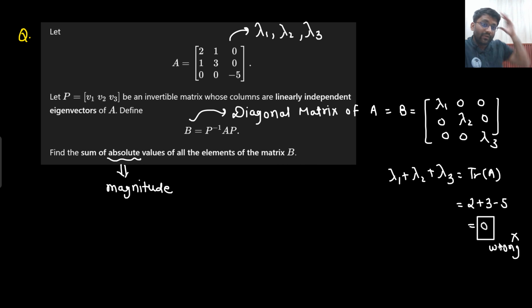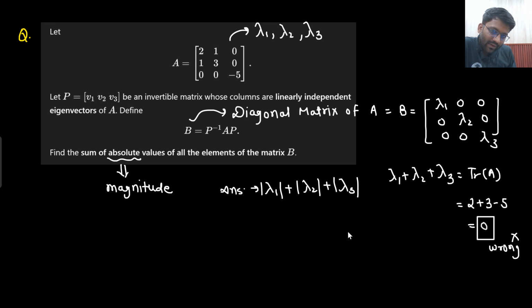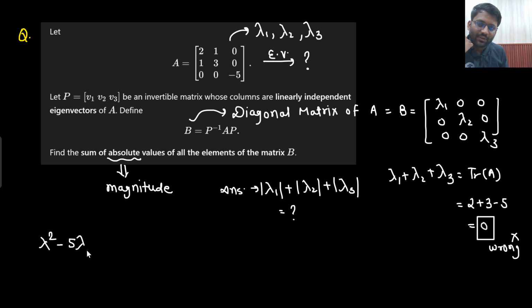Why is that so? We are talking about the absolute value. So our answer is the magnitude of lambda 1 plus the magnitude of lambda 2 plus the magnitude of lambda 3. So we need to find the eigenvalues of A, then take their magnitudes and get the answer. You can find the eigenvalues. I am doing the calculation on my own, and you will do it on your own. I am not teaching you now. Okay, it is more than enough.